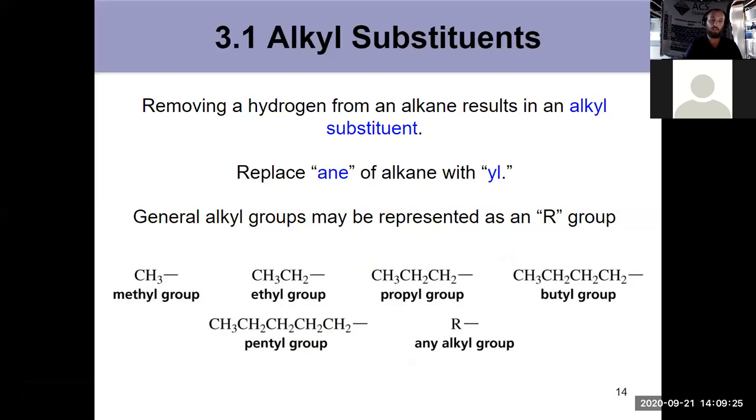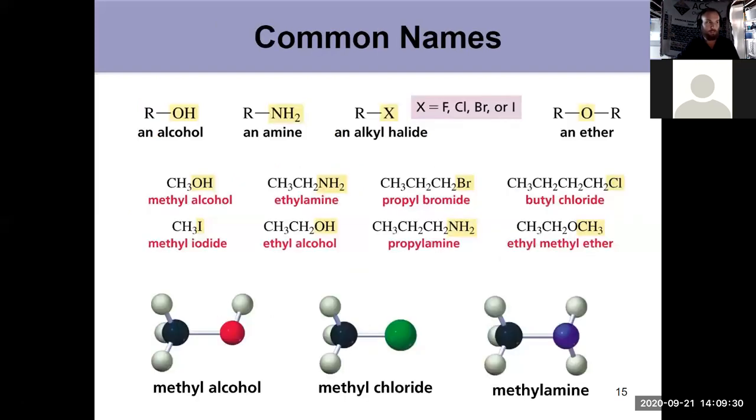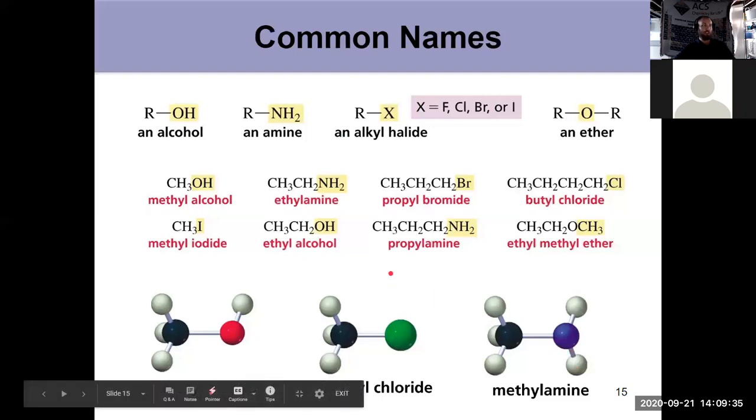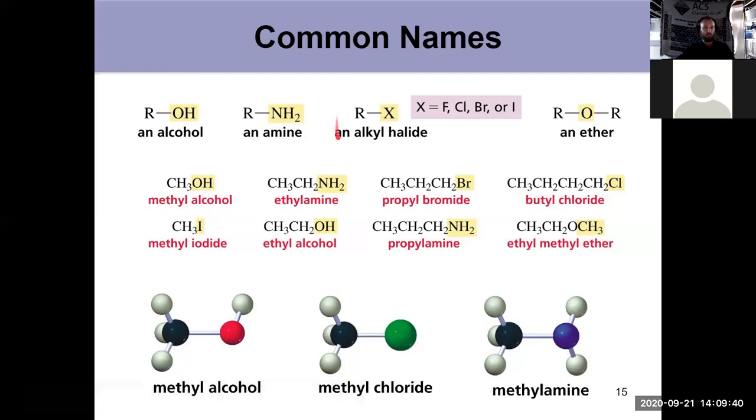Okay? But if you replace that hydrogen with something else, then you can get a functional group. Okay? And these are the functional groups that I alluded to before. If we replace the H with an OH, then now we've got an alcohol, or NH2, an amine, or a halogen, we get an alkyl halide. Or if we put an oxygen in the middle, that's called an ether. And we can get common names of these things just by naming the alkyl group followed by the class of compound, right? So methyl group, OH, alcohol. Methyl alcohol is the common name versus methanol, which is the IUPAC name.